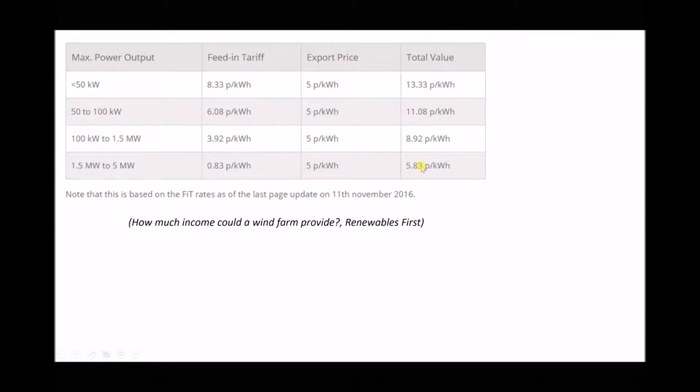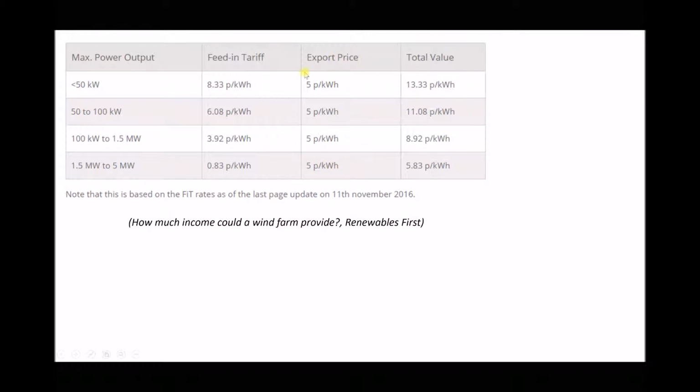We also see reference to the feed-in tariffs, but as mentioned before, feed-in tariffs are only available for installations up to 5 megawatts. So based on this, we would have to assume that we could only achieve 5p per kilowatt hour. However, the data that we're looking at here was correct from November 2016, and we have seen a slight increase in the export prices of electricity.